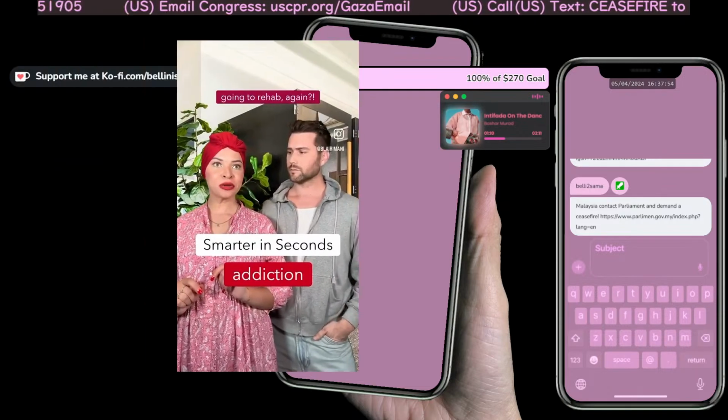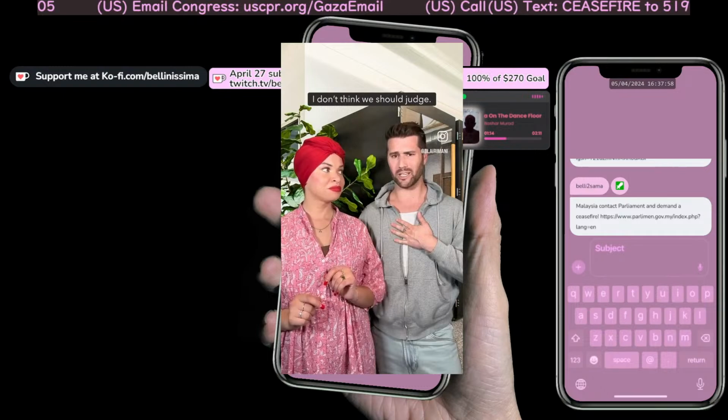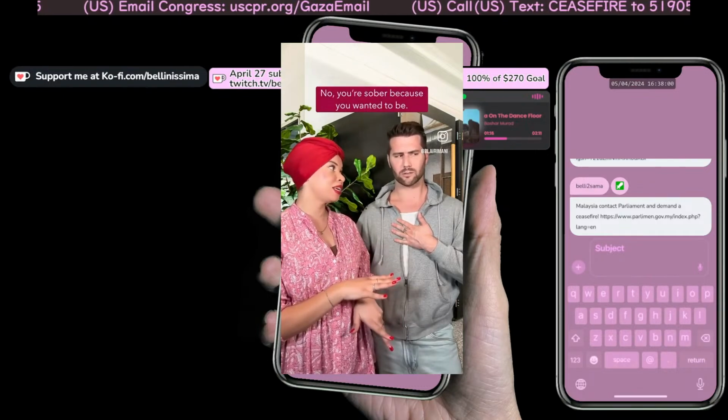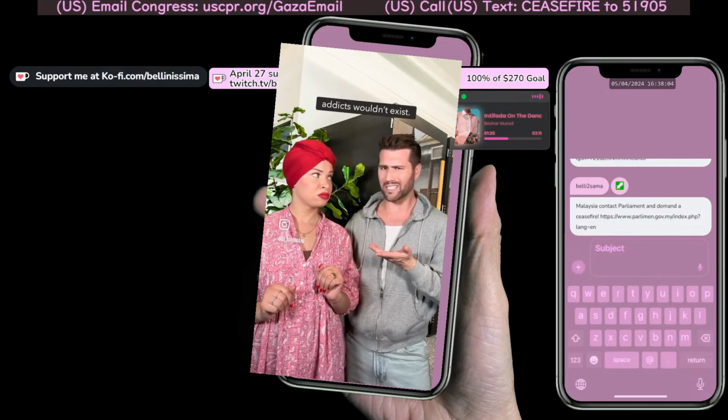Can you believe she's going to rehab again? Well, as someone who went to rehab, I don't think we should judge. No, you're sober because you wanted to be. She just needs willpower. Well, if willpower was a cure, addicts wouldn't exist.